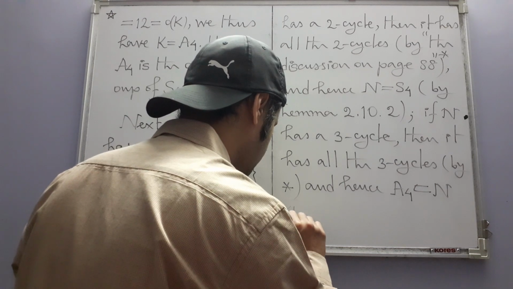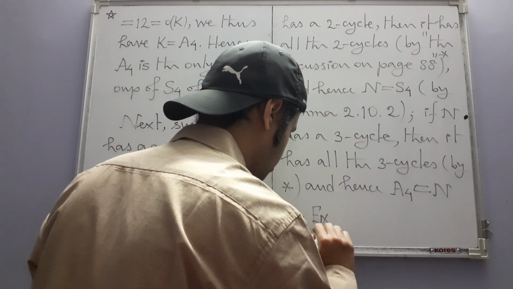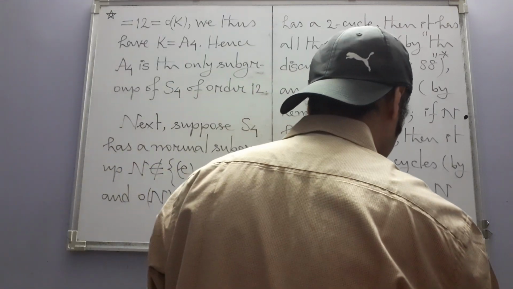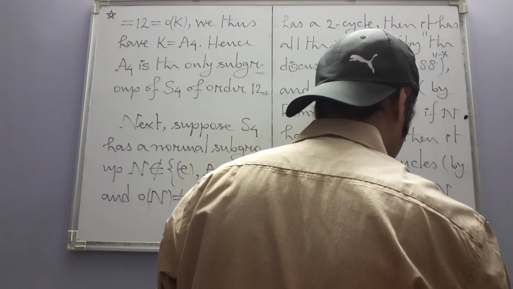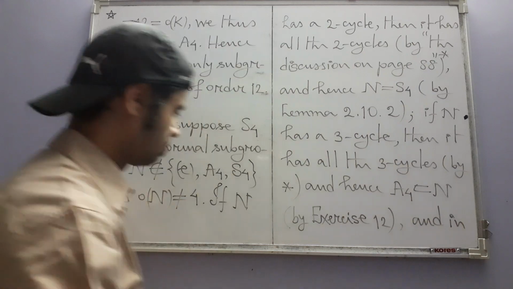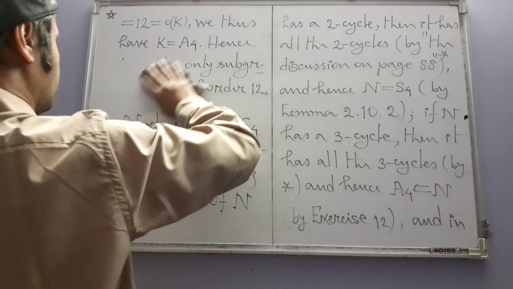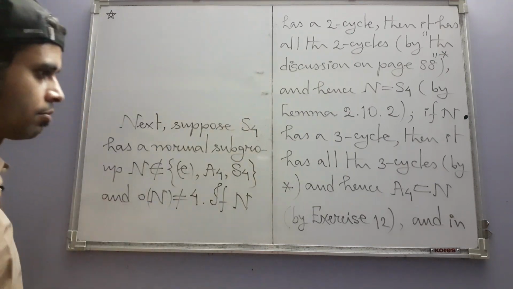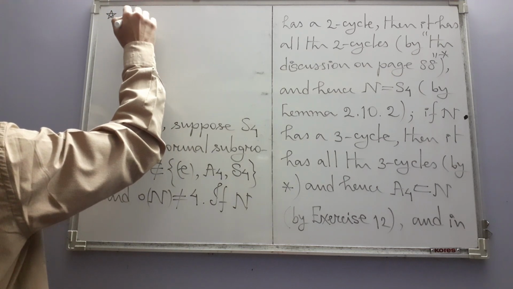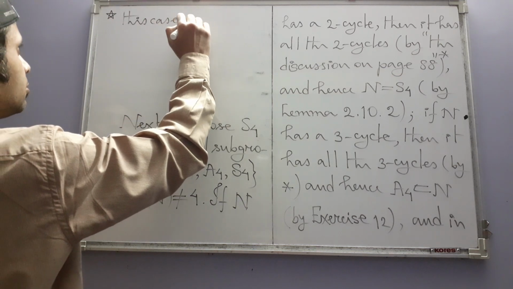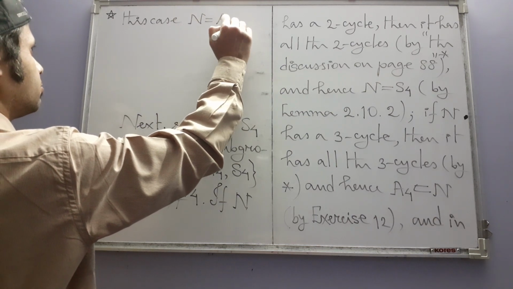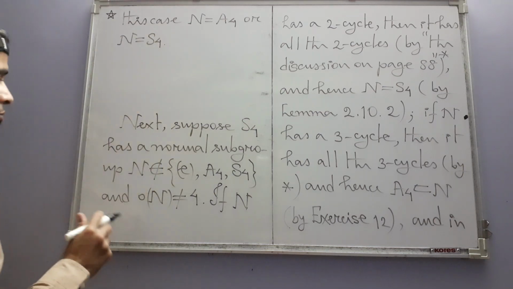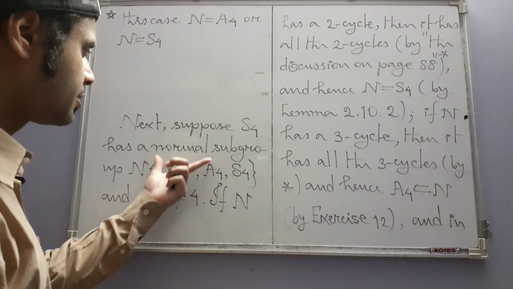This comes from exercise 12. In this case, N is equal to A4 or N is equal to S4. Okay, what are we doing here? We understand what we have supposed.